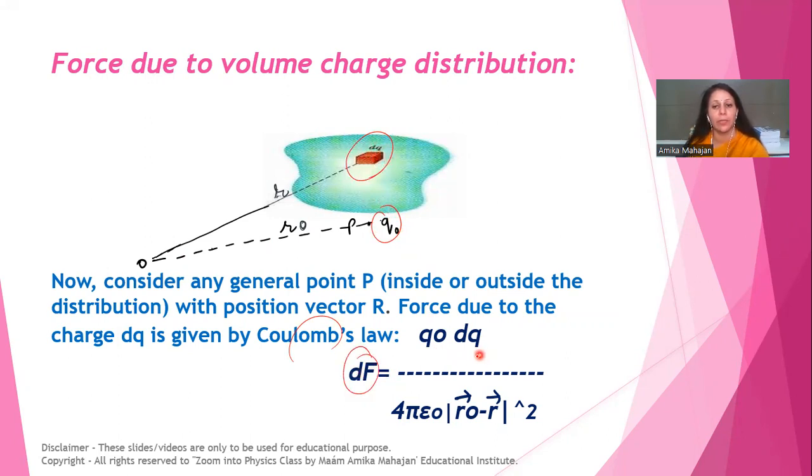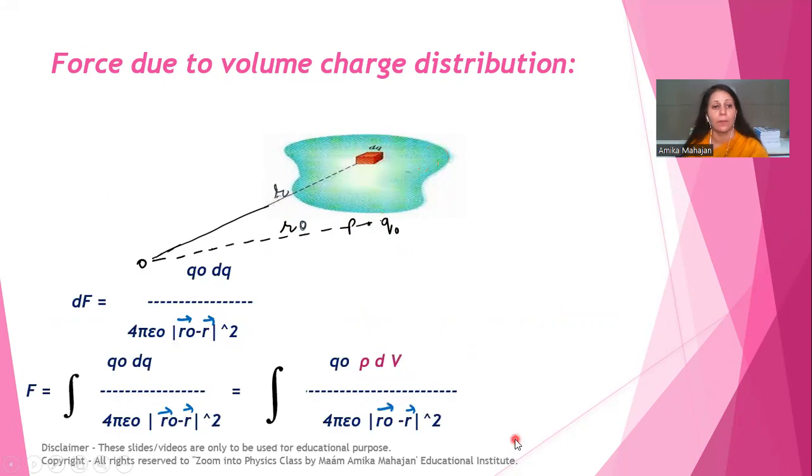q naught into dq divided by 4 pi epsilon naught, distance of this dq from q naught. It will be this displacement vector, that is r naught minus r vector. So we take the square of its magnitude. Now, when we find force due to a small element on charge q naught, which is placed at point P, to find force due to the whole volume charge distribution, we integrate.